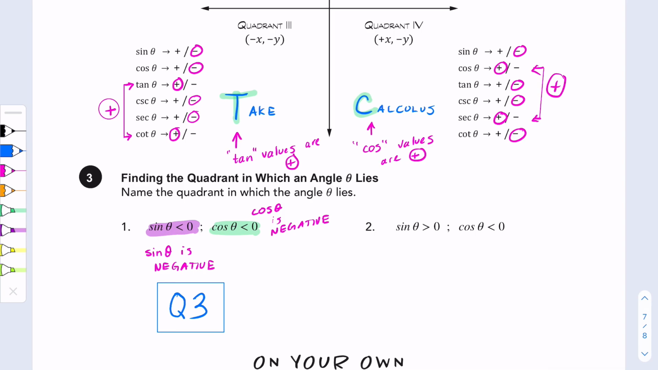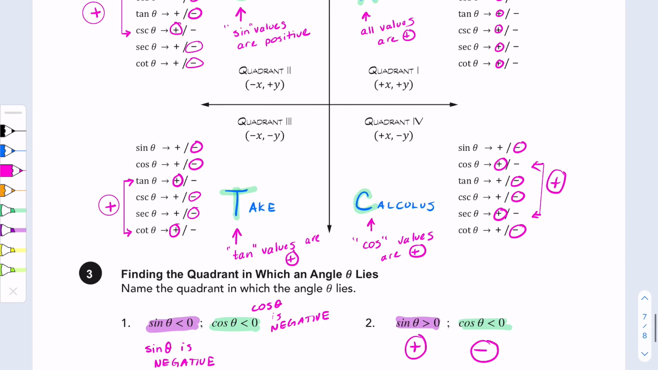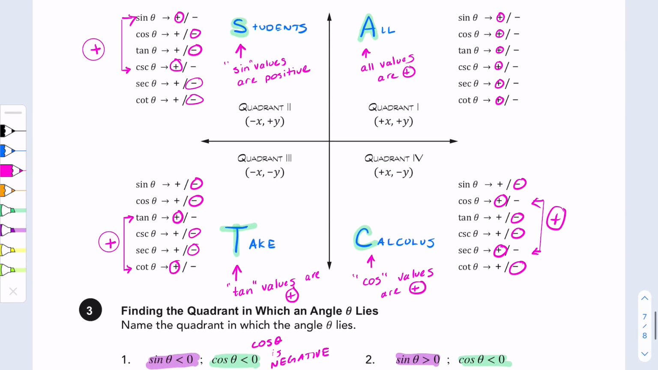And number 2 says sine is greater than 0. That's telling you that sine is positive. And cosine is less than 0, telling you that cosine is negative. So where on the coordinate plane are you going to have a positive sine value and a negative cosine value? That's going to be in quadrant 2.